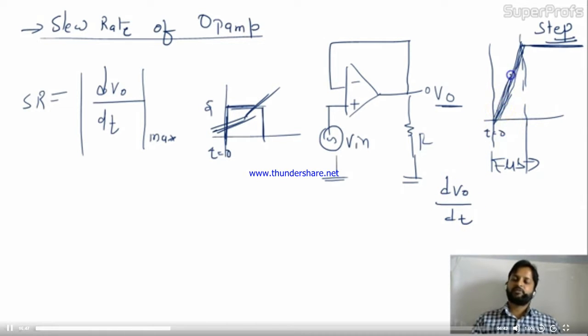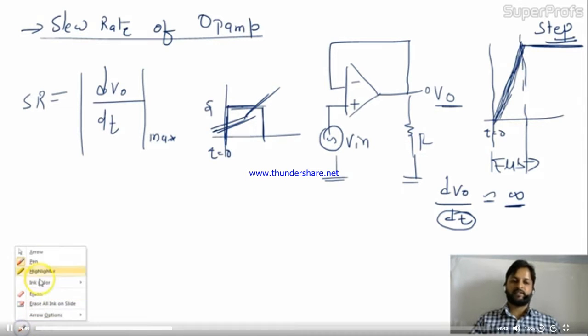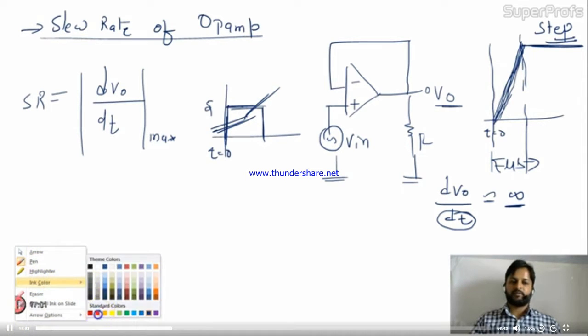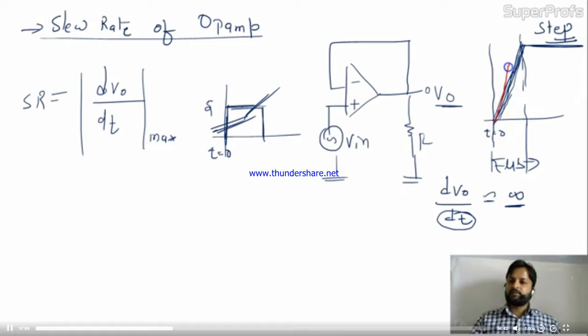And what should it be? Ideally it should be infinity. Why infinity? Infinity means at 0 time it should change itself. What will be good for our circuit? This one will be good, or this one, or this one? Whichever is close to a step at 0 should be our output. So what is our requirement?